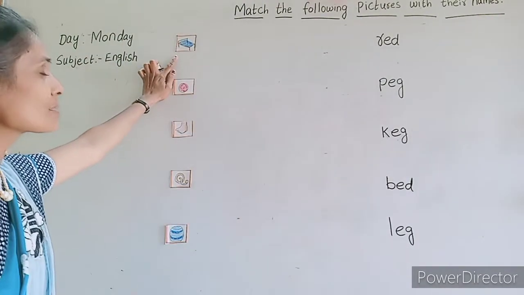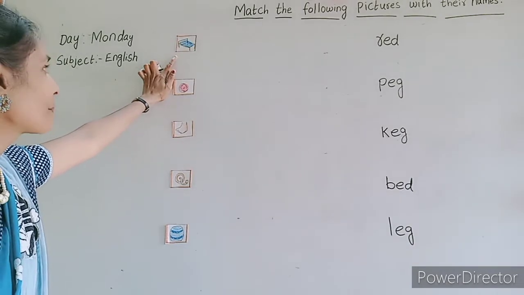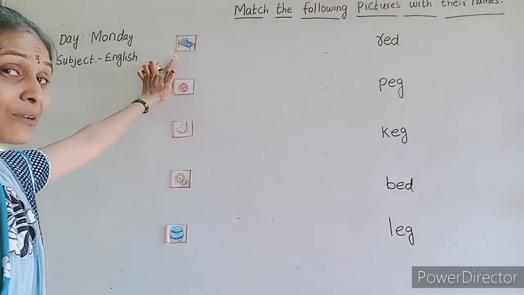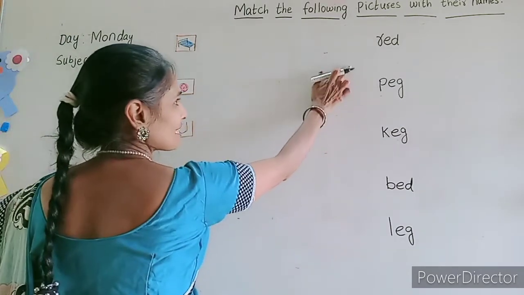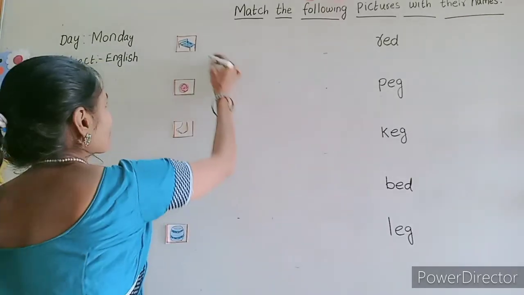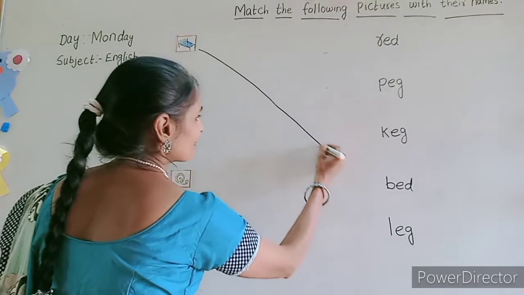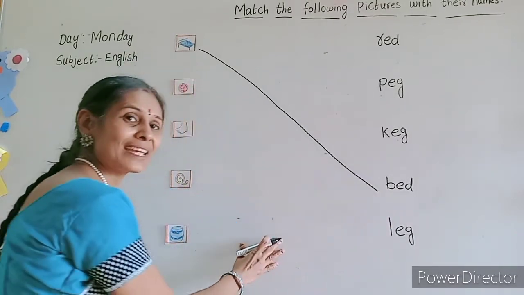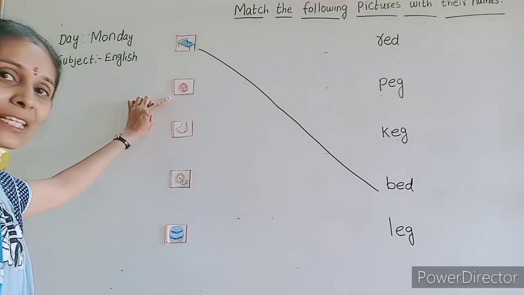Which picture is this, beta? Yes, this is bed. Okay, B-E-D. Now search for the spelling. Where is the spelling of bed? Yes, here it is. So we will match the picture with the spelling B-E-D, bed. Okay. Now go for the next picture.